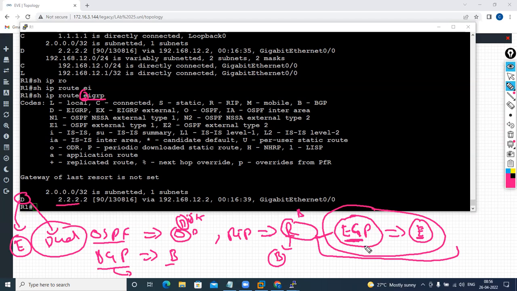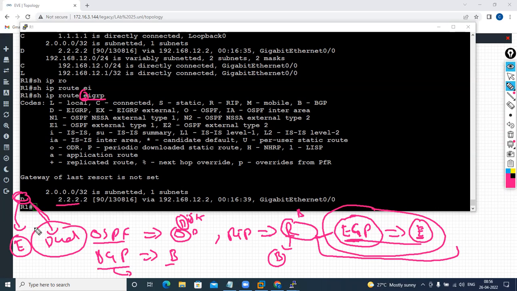So the very simple reason is that E was already taken by the EGP protocol. So they gave it as D based on the algorithm. Very simple. Clear? And the algorithm here is the DUAL algorithm. Dual algorithm, correct. You are right.